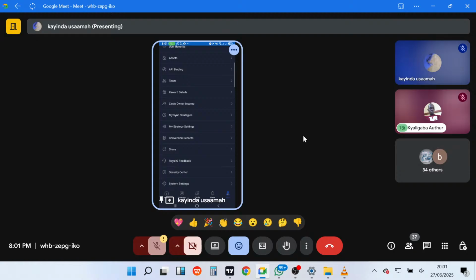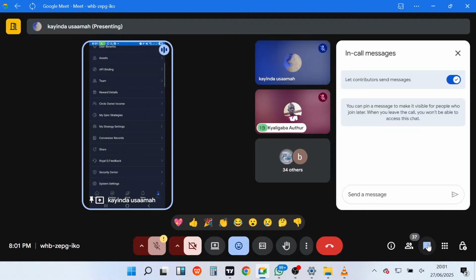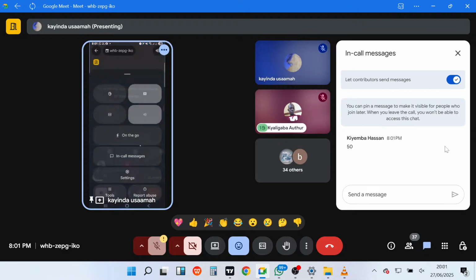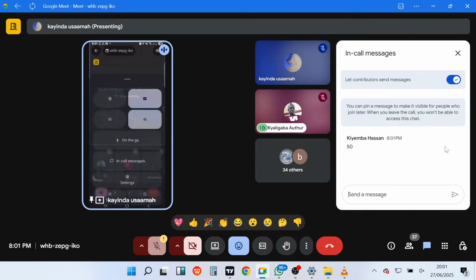Before we get out of the part of designing settings, anyone who wants to see a different kind of trade settings designed, you can drop it in the chat box and we see. Someone is saying $50.